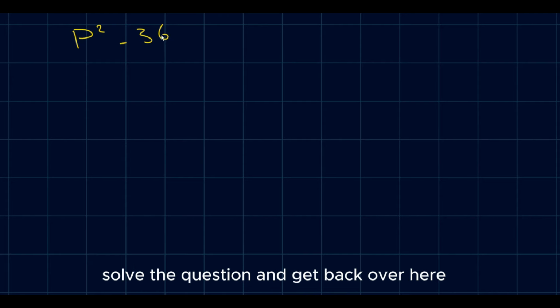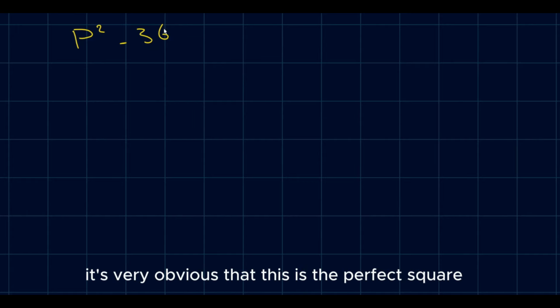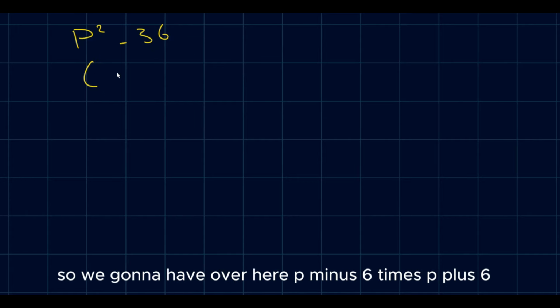Next, if we have p squared minus 36. Now take your moment, solve the question and get back over here. It's very obvious that this is a difference of perfect squares. So we're gonna have over here p minus 6 times p plus 6.